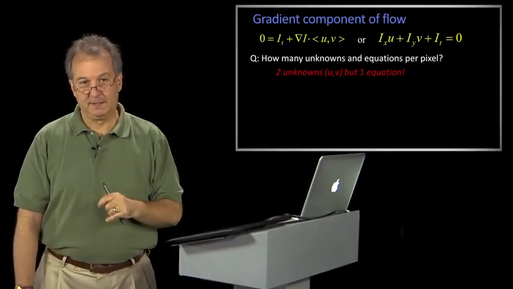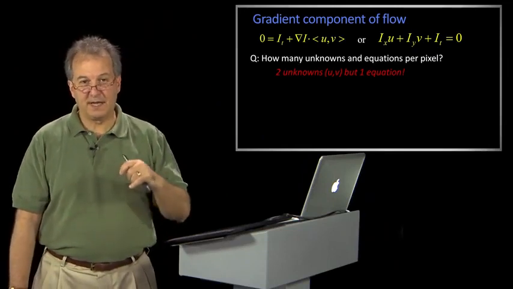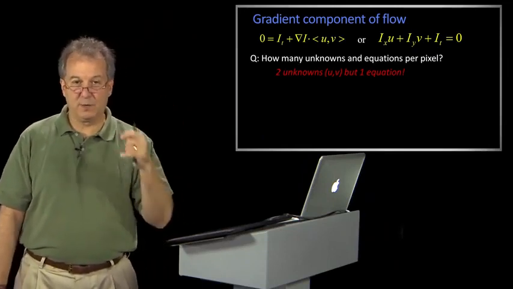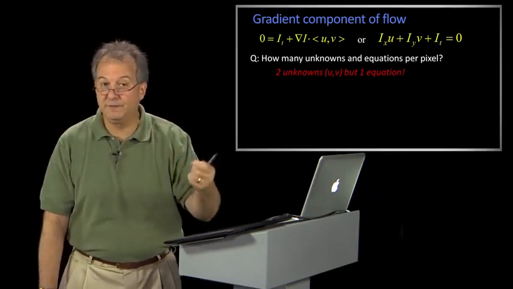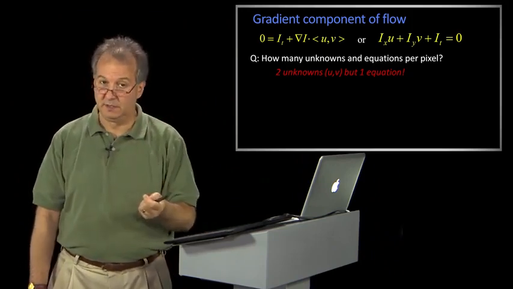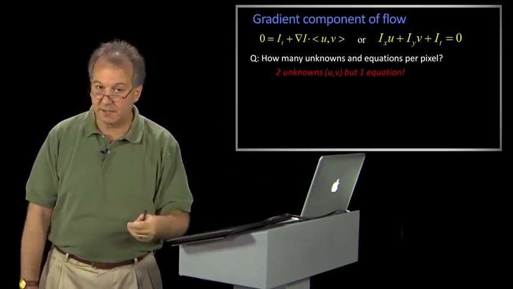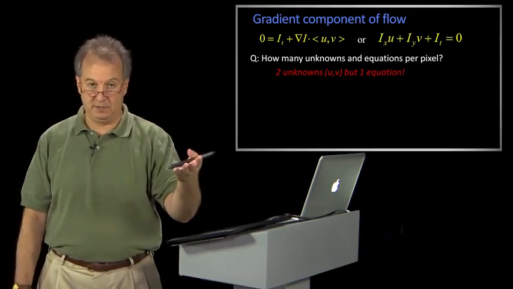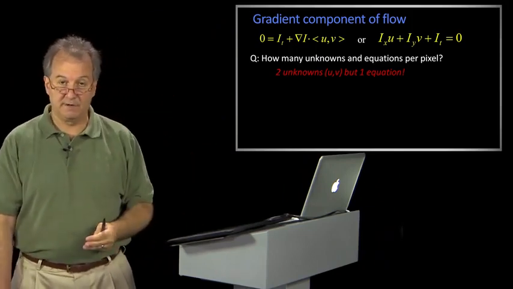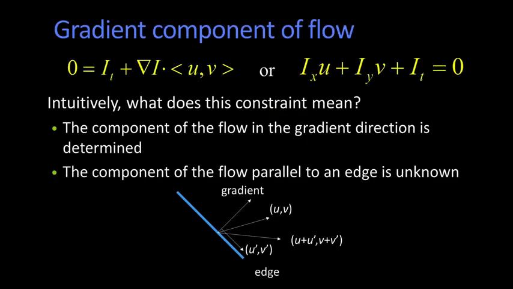This should bother you, right? It's very hard to solve things when you've got twice as many unknowns as you have equations. Because remember, I have a different u and v possibly for every pixel. So I've got two times the number of pixels in unknowns, and I've got one equation per pixel. What's going on here?